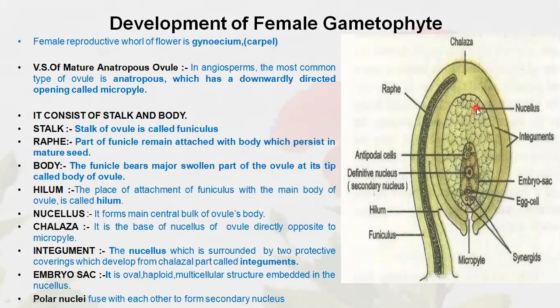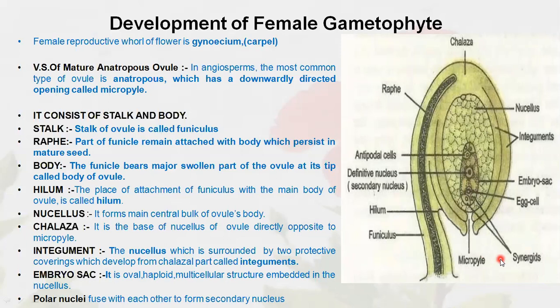This is the nucellus, which is the bulky part of the ovule and consists of diploid parenchyma cells. This is the integument layer, which has two layers, outer and inner. The outer layer is thick, resistant, and known as testa. The inner layer is known as tegmen, which is thin and transparent. So the angiospermic ovule is a bitegmic ovule. Now, at the center, polar nuclei are present, which will fuse and form a secondary nucleus.